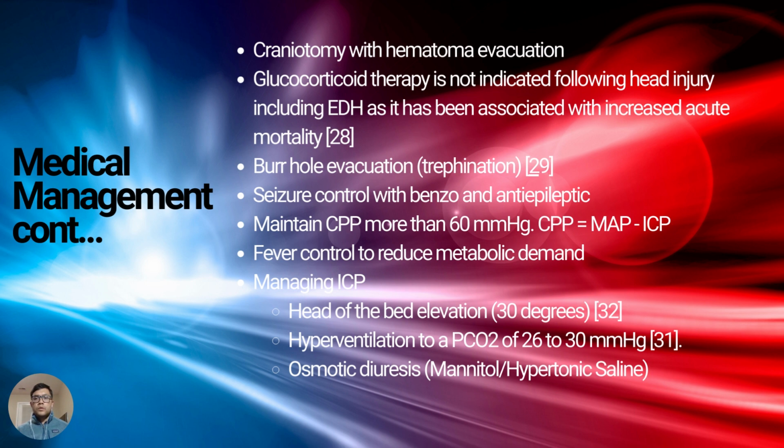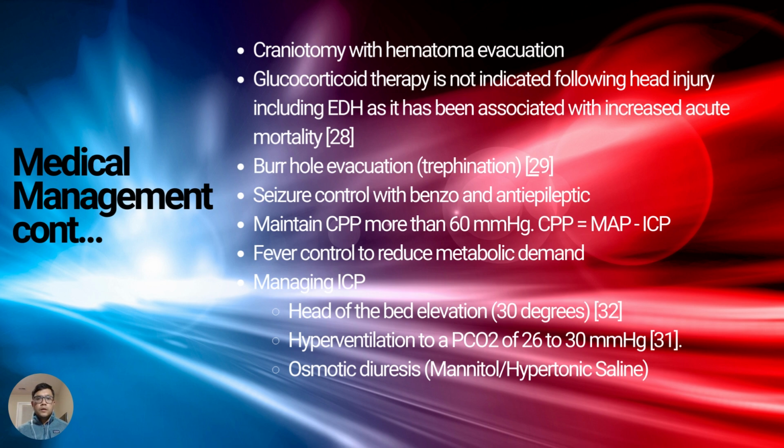For adults, the goals of ventilation include keeping an SpO2 greater than 95% and maintaining eucapnia with an end-tidal CO2 of 35 to 40 mmHg.